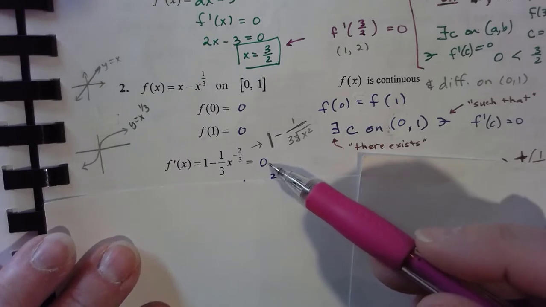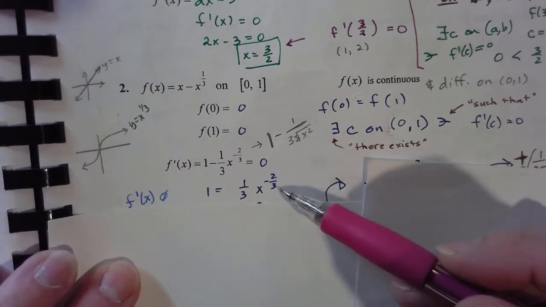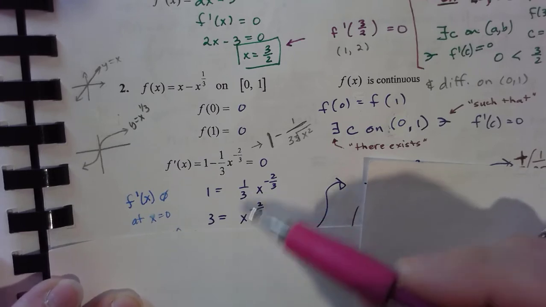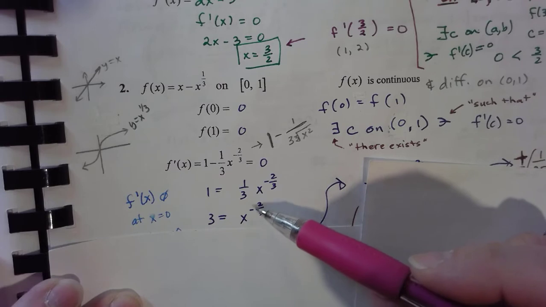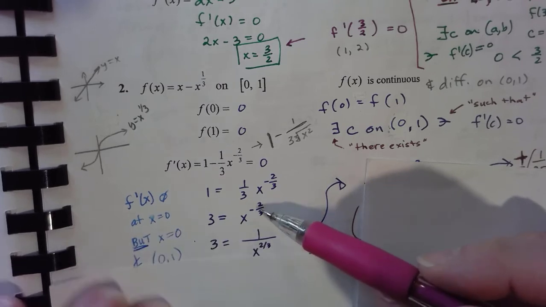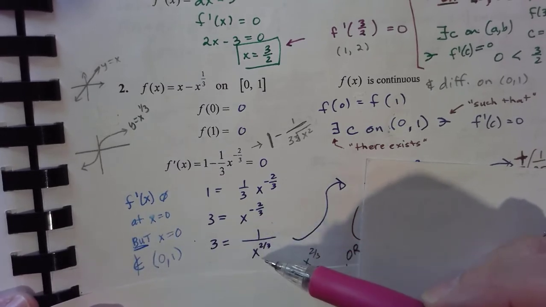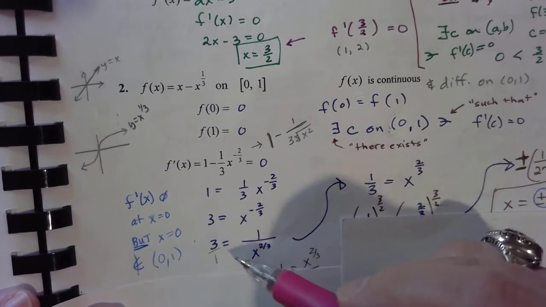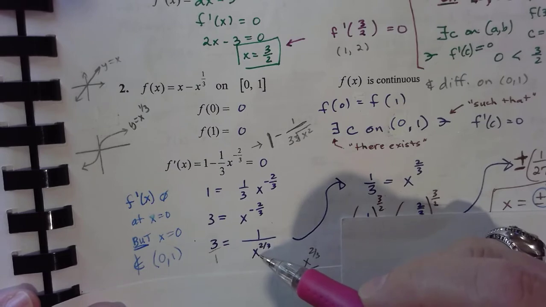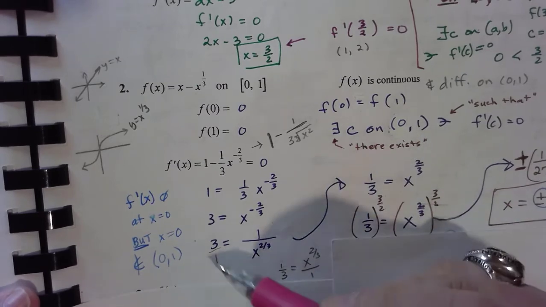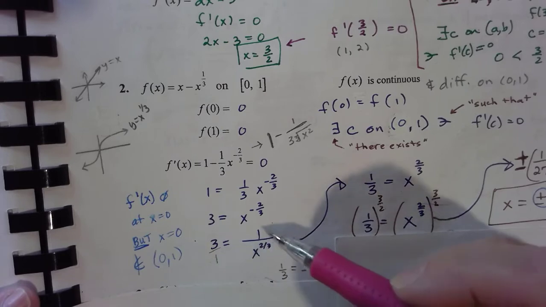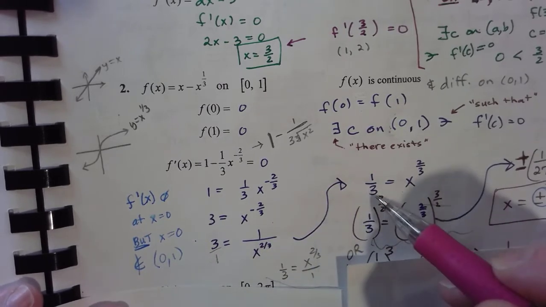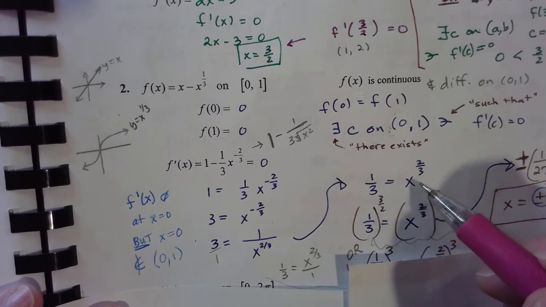Setting my derivative equal to 0 allows me to do this algebra and multiply by 3. And I want to solve for x. x is being raised to the negative 2/3. So I want to remember that that is 1 over x to the 2/3. 3 over 1 equals 1 over x to the 2/3. Really neat thing is we can take these fractions. If this equals this, I can reciprocate them, and they are also equal. So I have 1/3 is equal to x to the 2/3.